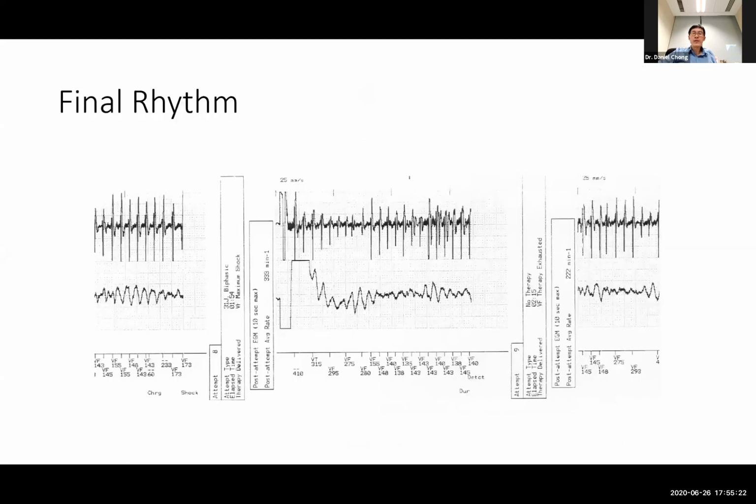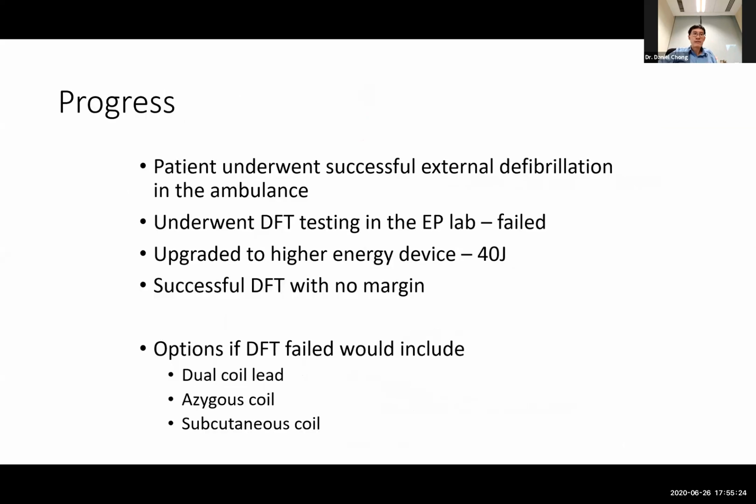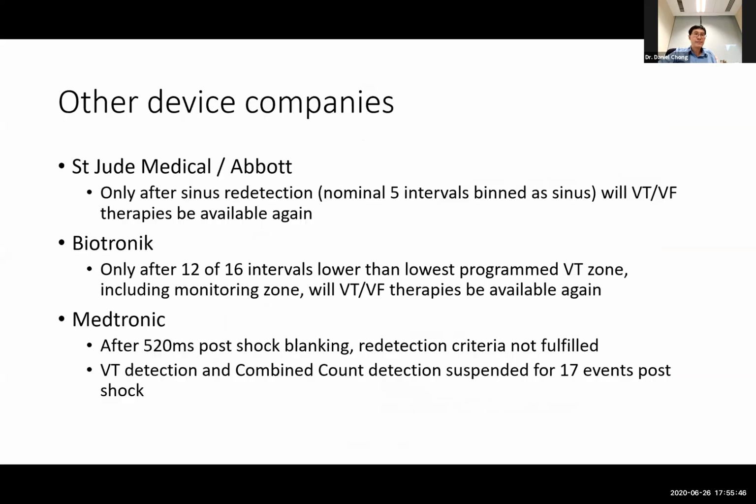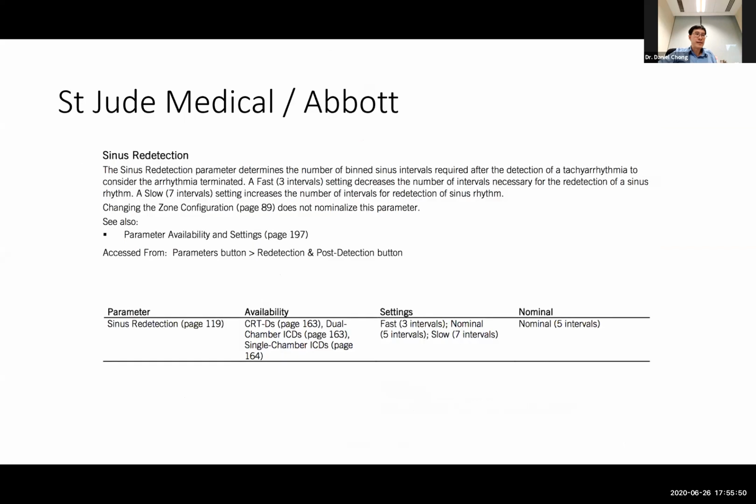So the patient underwent successful external defibrillation in the ambulance, went for DFT testing in the EP lab and failed. So we upgraded the patient to a higher energy device with successful DFT. Other options, if the DFT had been unsuccessful, would be to consider a dual coil lead or an azygous coil, or maybe a subcutaneous coil or array. All right. So the same thing happens to the other devices, and I think that will be all for today.